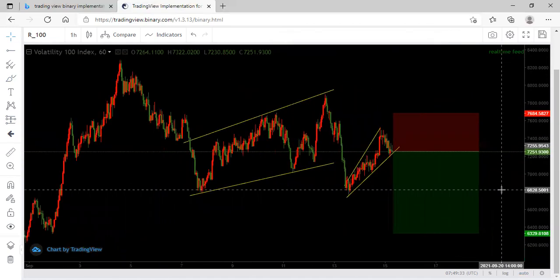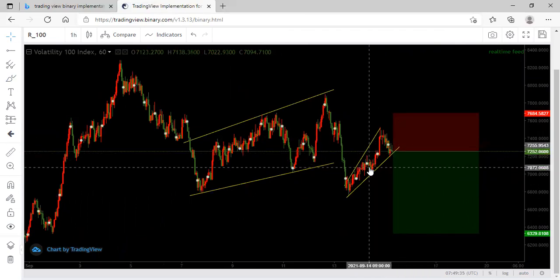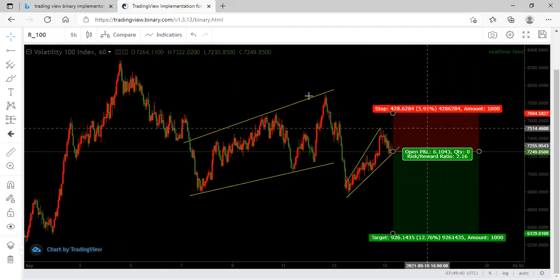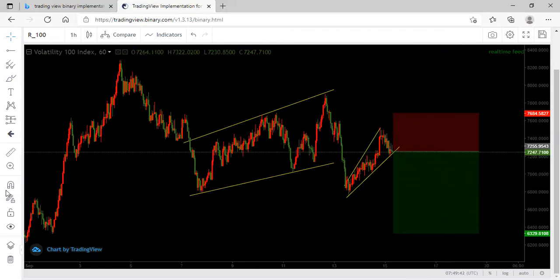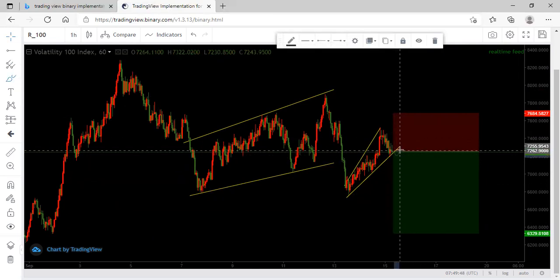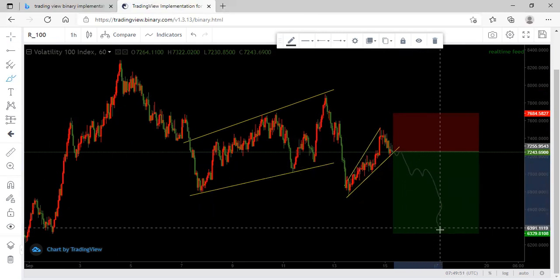So this is how we call it price action. This price will go like this way. Boom. So you see.